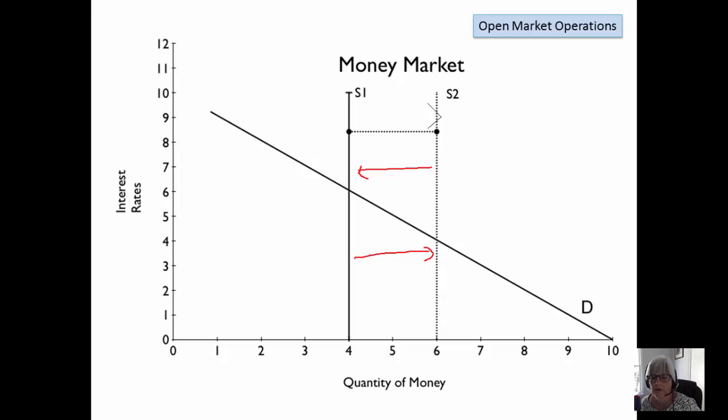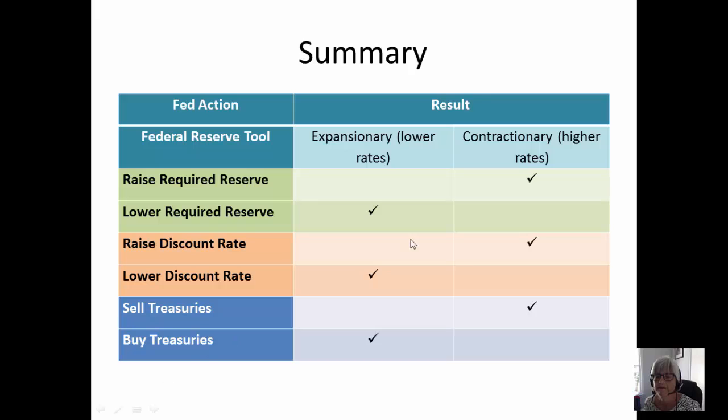Take a look at the table at the end of this presentation, and this kind of sums it up. And that is my explanation of monetary policy in a nutshell for Survey of Economics.